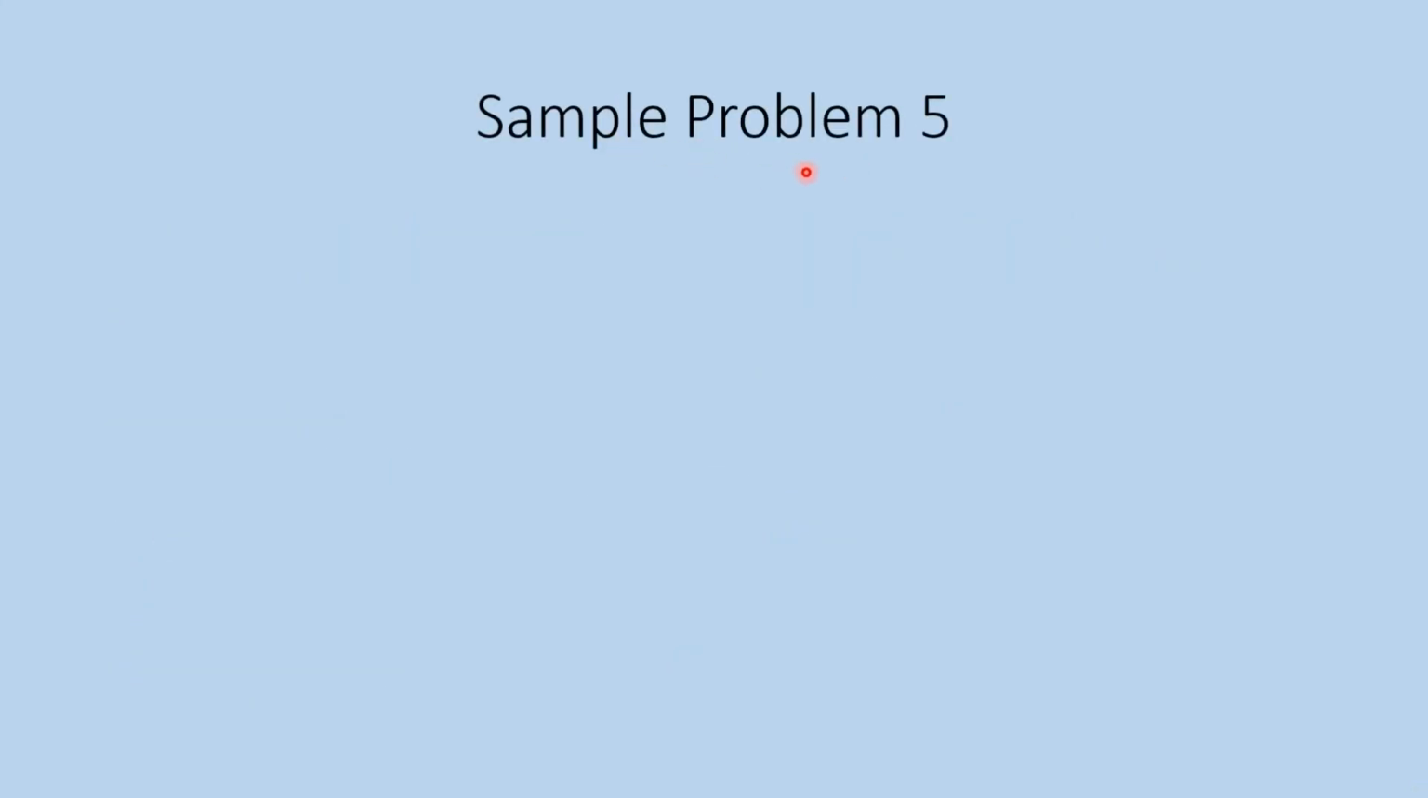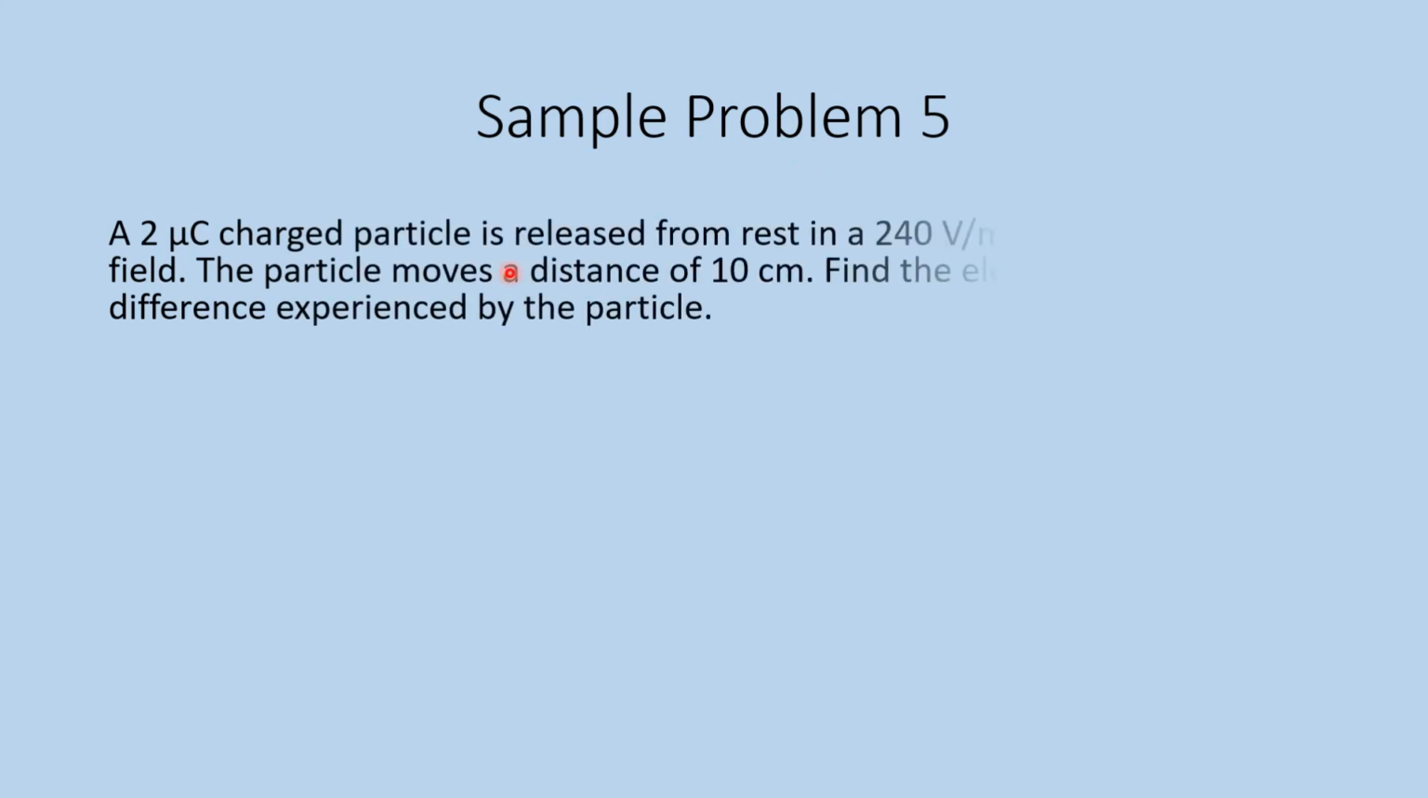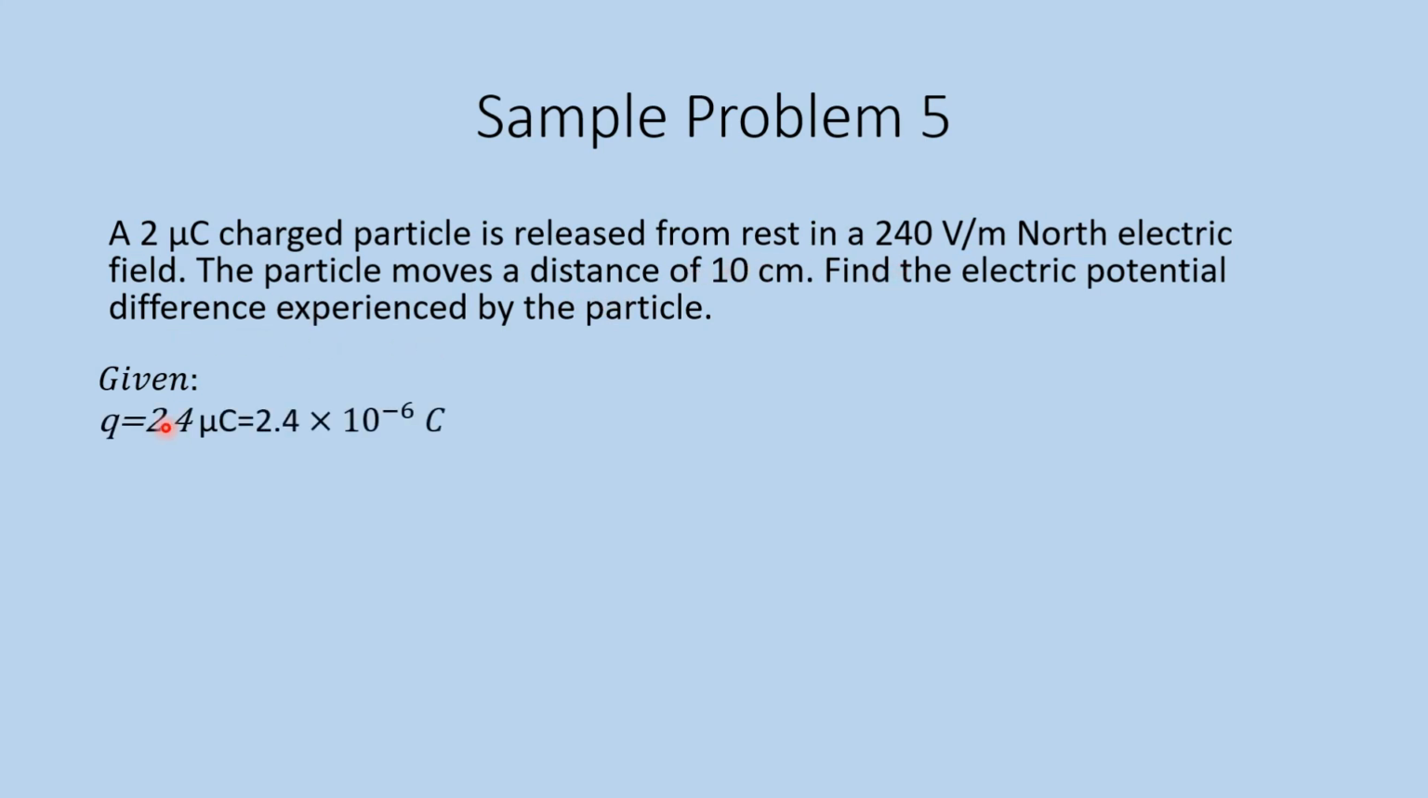Sample problem 5. A 2.4 microcoulomb charged particle is released from rest in a 240 volts per meter north electric field. The particle moves a distance of 10 centimeters. Find the electric potential difference experienced. So the charge is 2.4 microcoulombs, the distance is 10 centimeters, and the electric field is 240. Find delta V.